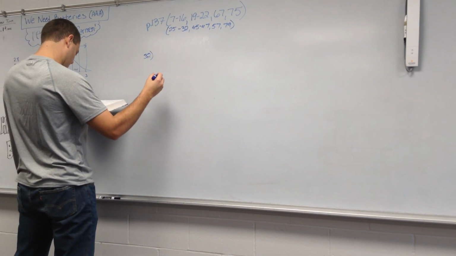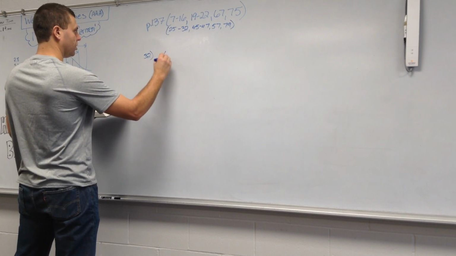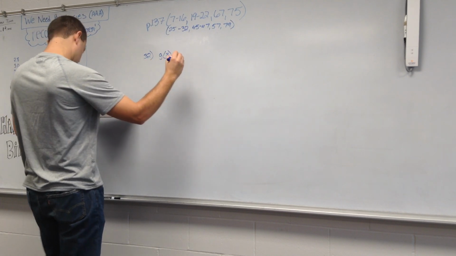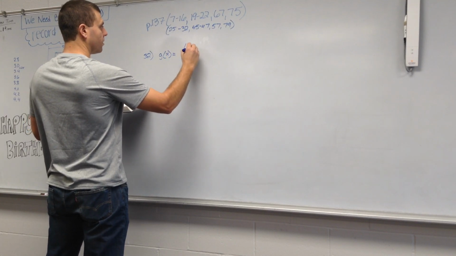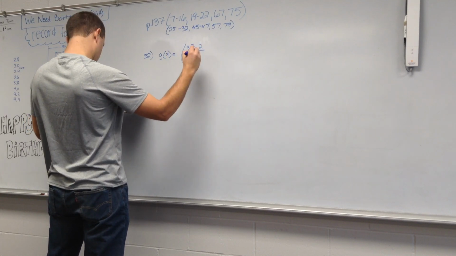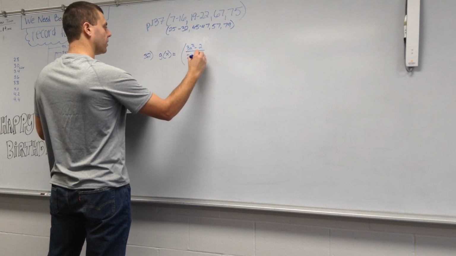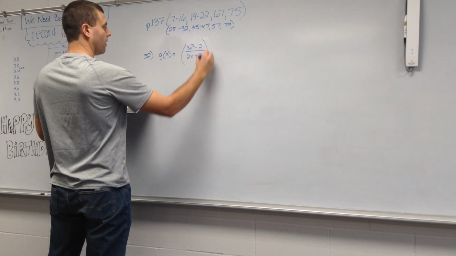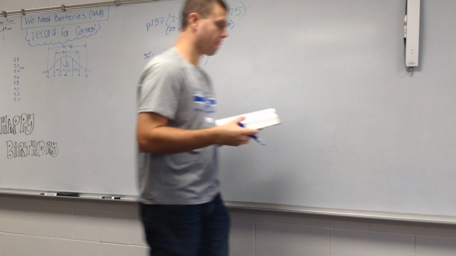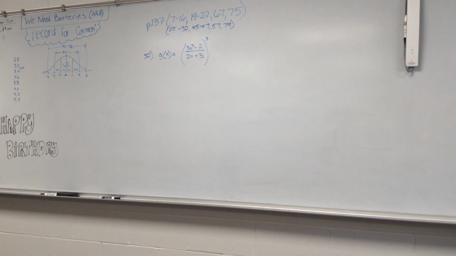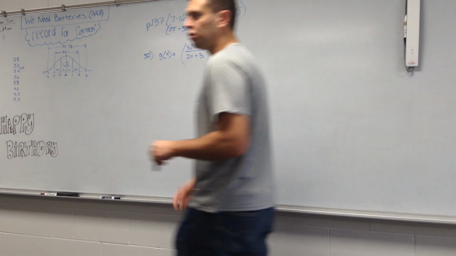Alright, so number 32. g of x equals the quantity 3x squared minus 2 over 2x plus 3, all of that raised to the third power. I'm gonna save that. Tori says, would you just distribute the power?